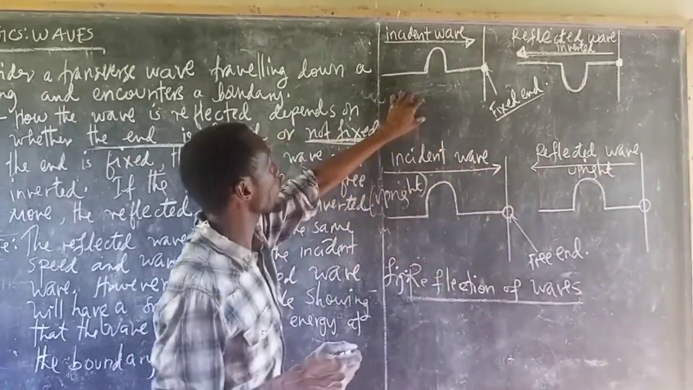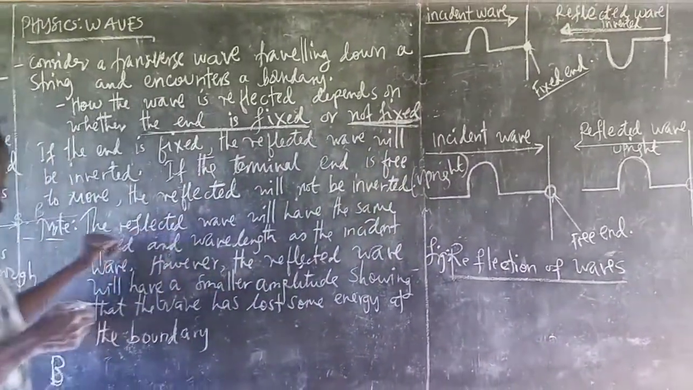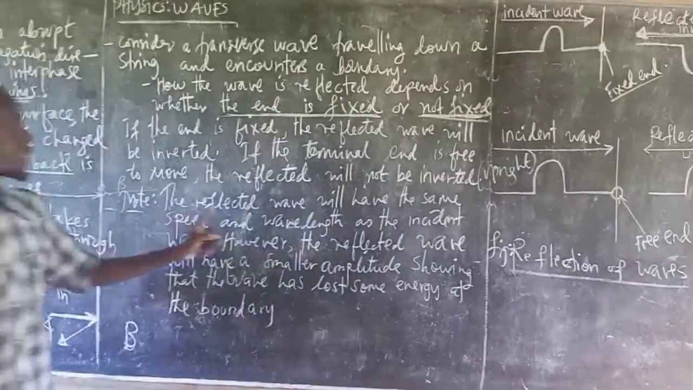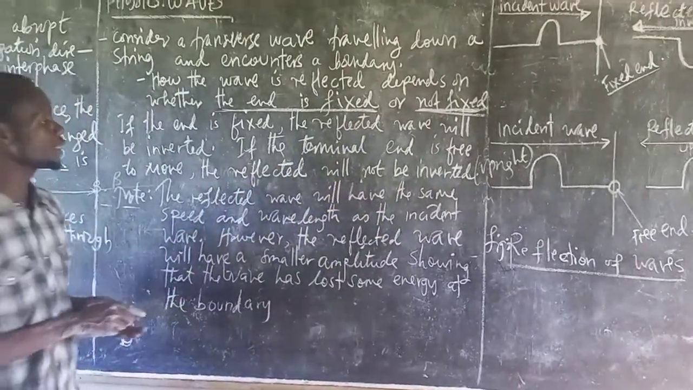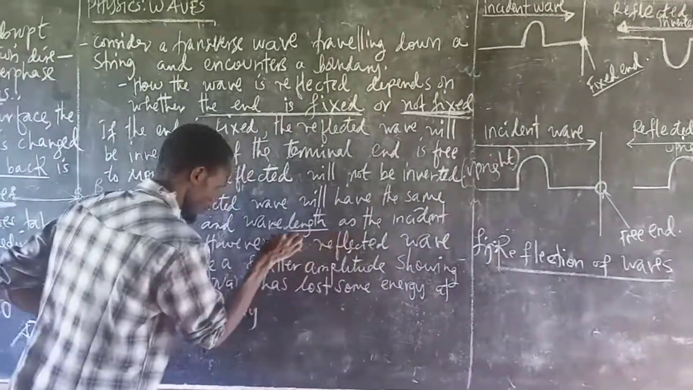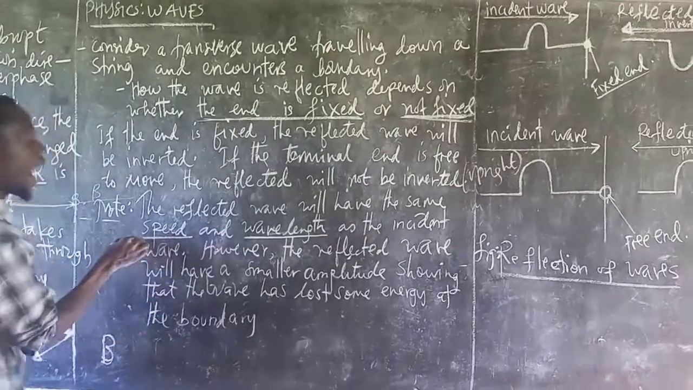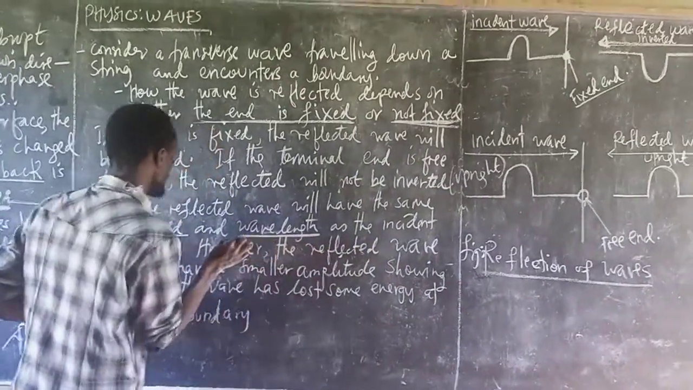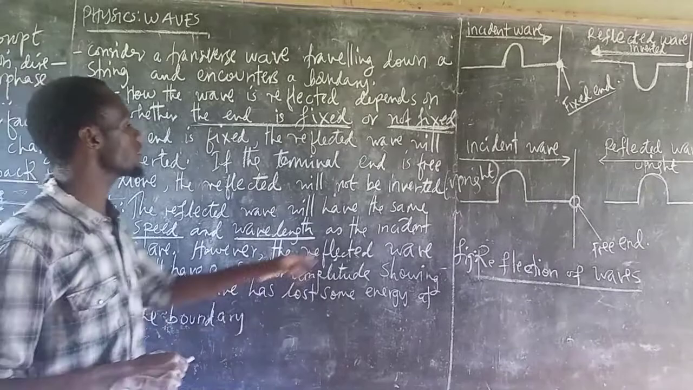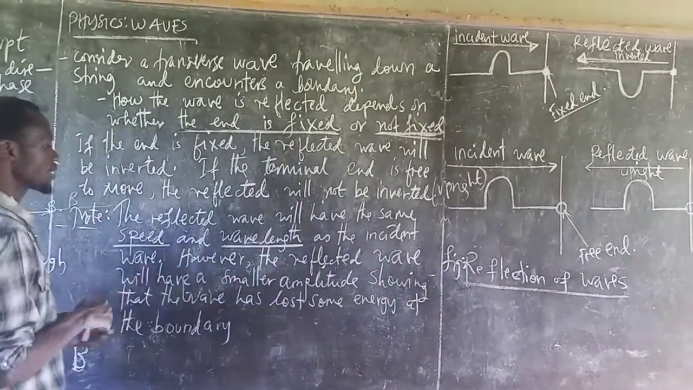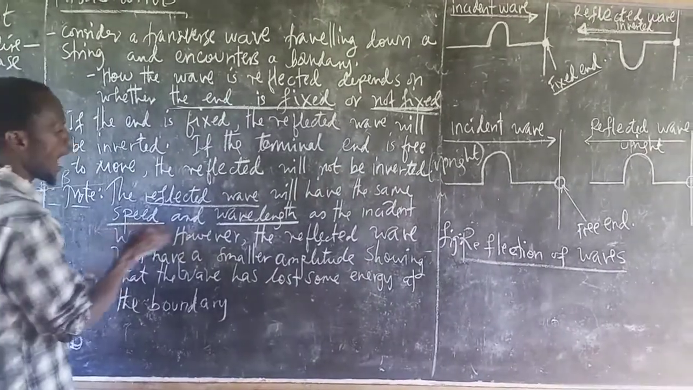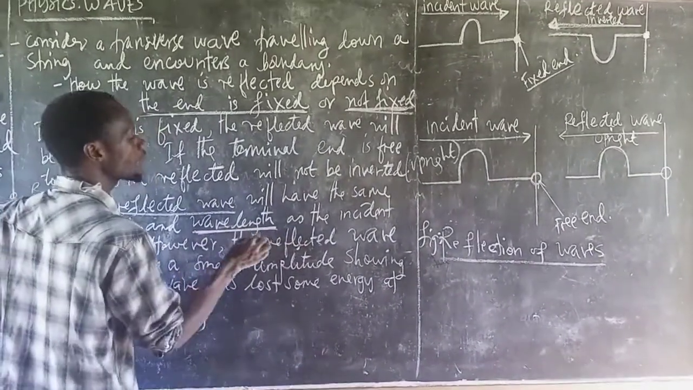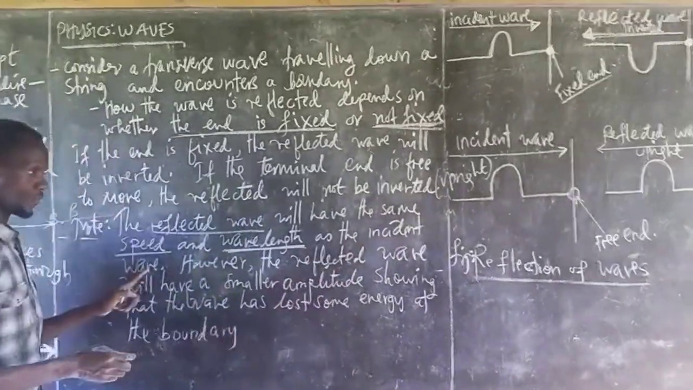And that is why you can see, we have said here, note, the reflected wave will have the same speed and the same wavelength as the incident wave. Means the reflected wave will be having the same speed and the same wavelength compared to that of incident wave.